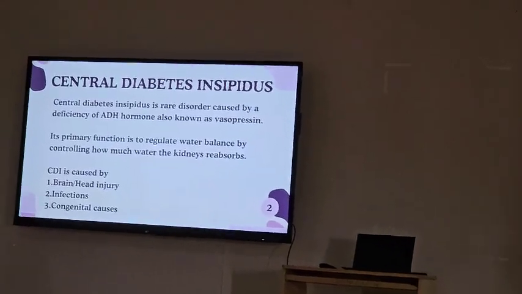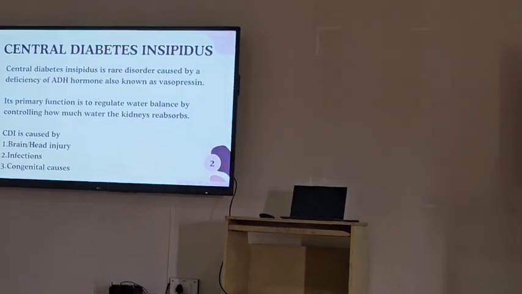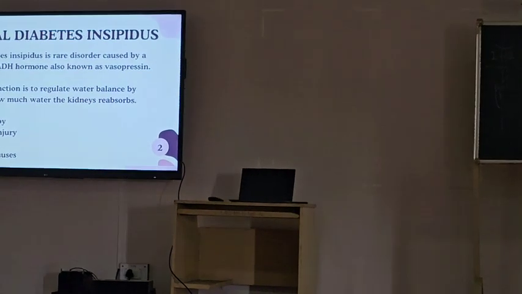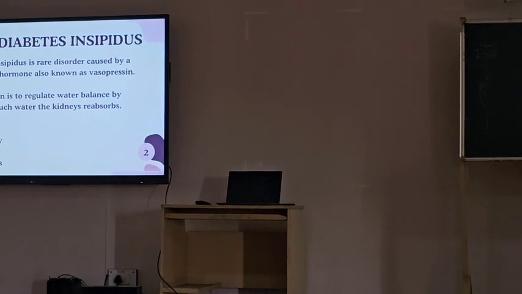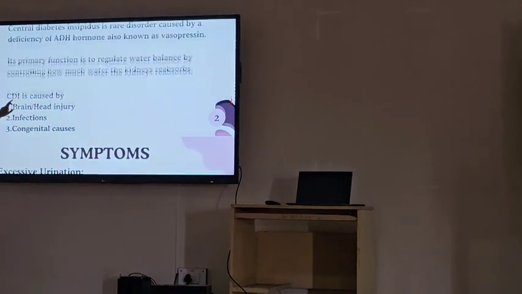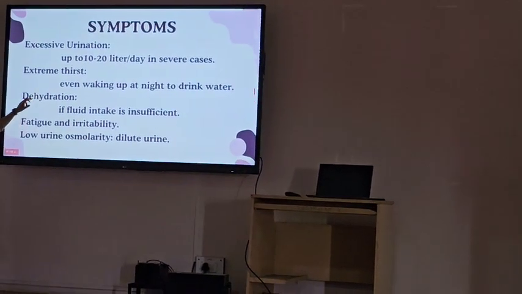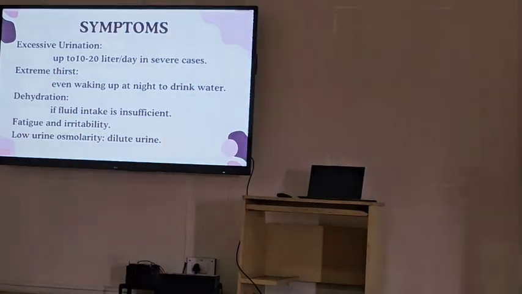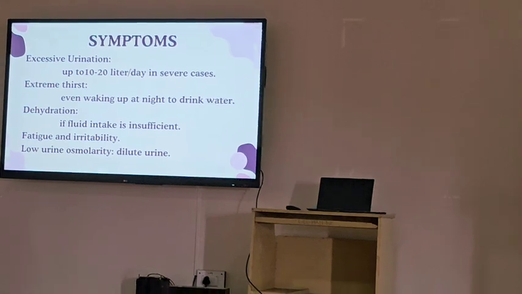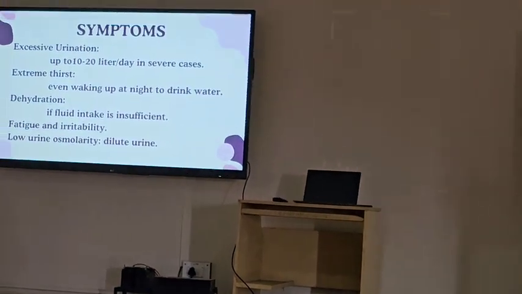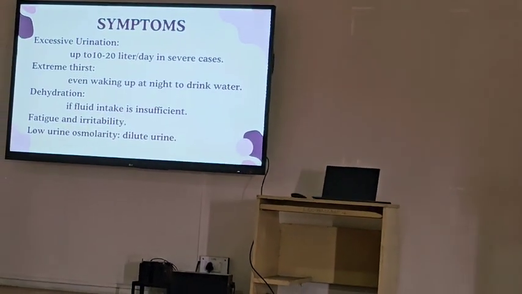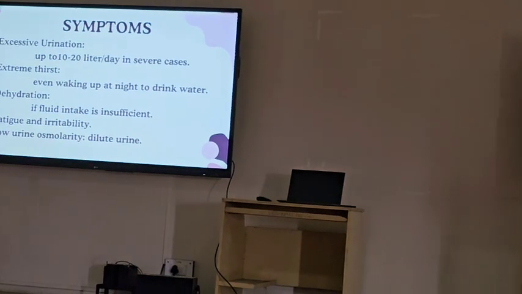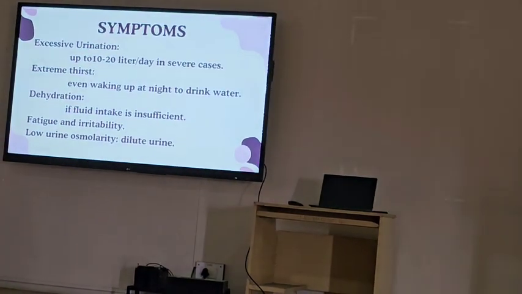Central diabetes insipidus, CDI, is caused by head or brain injury, second, infections, and third, congenital causes. Symptoms of central diabetes insipidus: the first one is excessive urination. In a normal person, 1 to 1.5 liters of urine is excreted per day, but in central diabetic patients, 10 to 20 liters of urine is excreted per day.